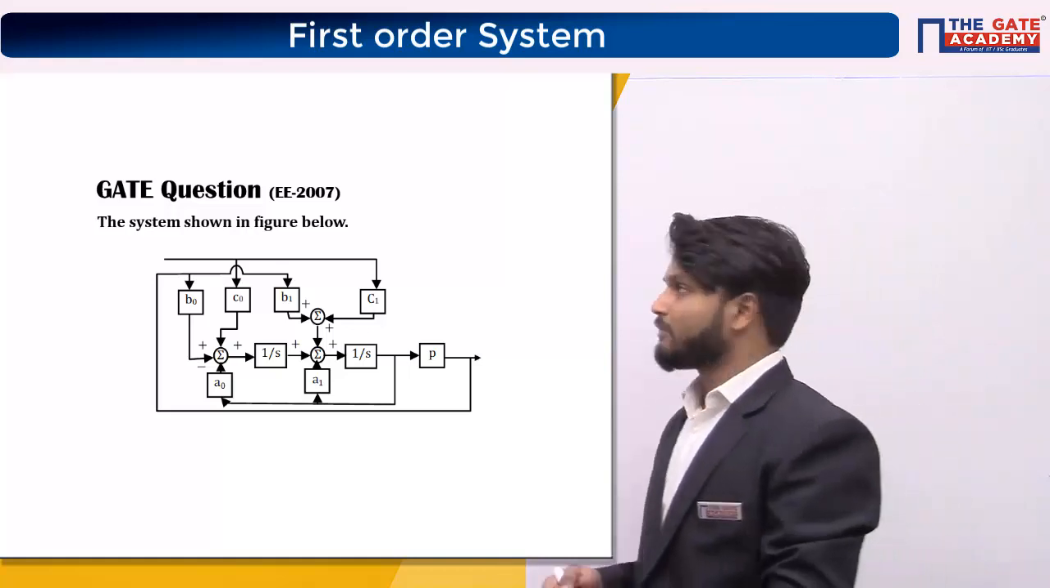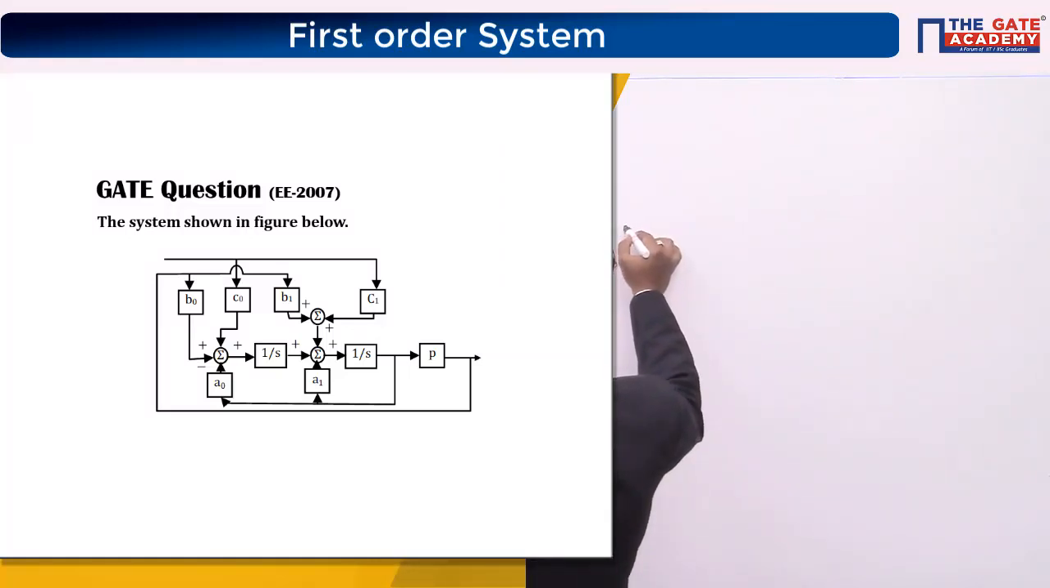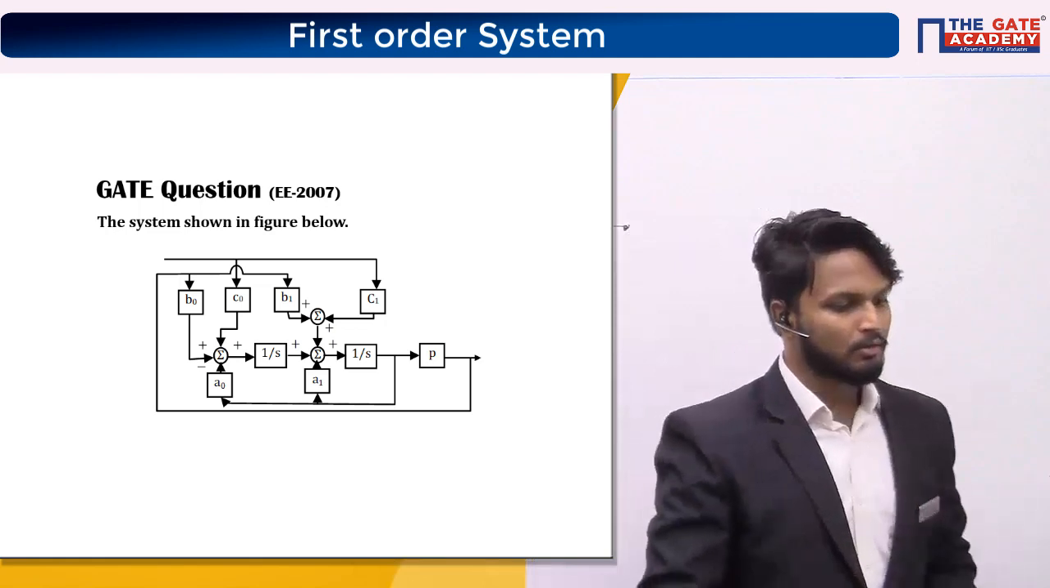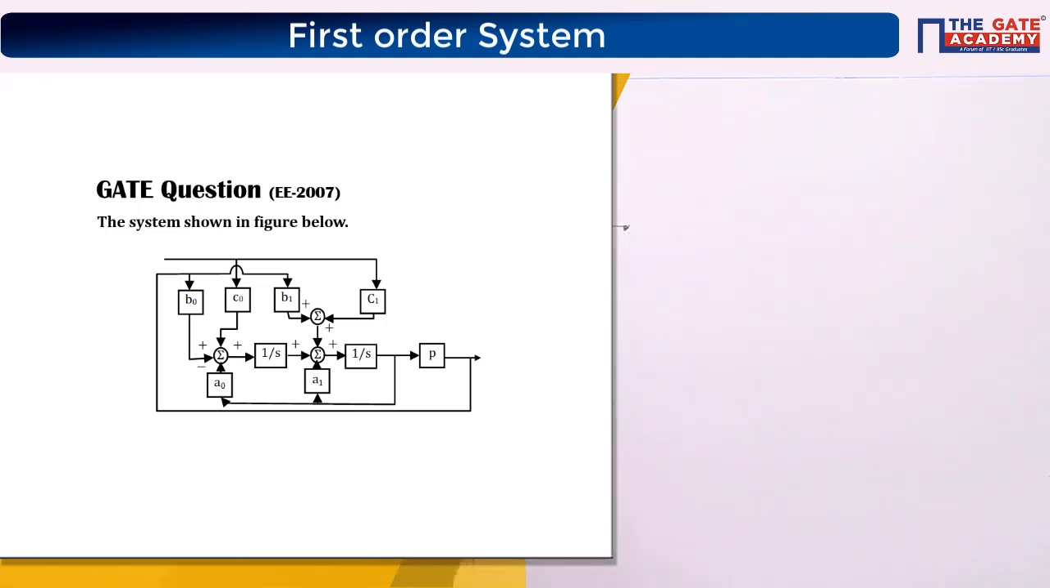The signal flow graph we have constructed is something like this, right? So we have given names for points. Between 1 and 2, P is connected, and between these two, 1 by S is connected. Between these two, another 1 by S, and before 1 by S, is there anything? No, right? So from here to here, minus A1 is connected. From here to here, minus A0 is connected, and between these 2 points, B0 is connected.